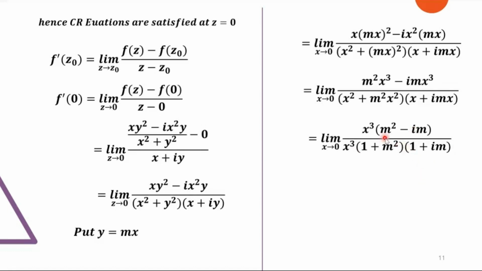But as the value of m will change, the value of f dash of 0 will also change. If we put m as 1, f dash of 0 will be a different value. If we put m as 2, we'll get a different value for f dash of 0. So this whole limit depends upon m. As the value of m changes, the value of f dash of 0 also changes, which means that we are not getting a unique value for this limit, which means that the function is not analytic.